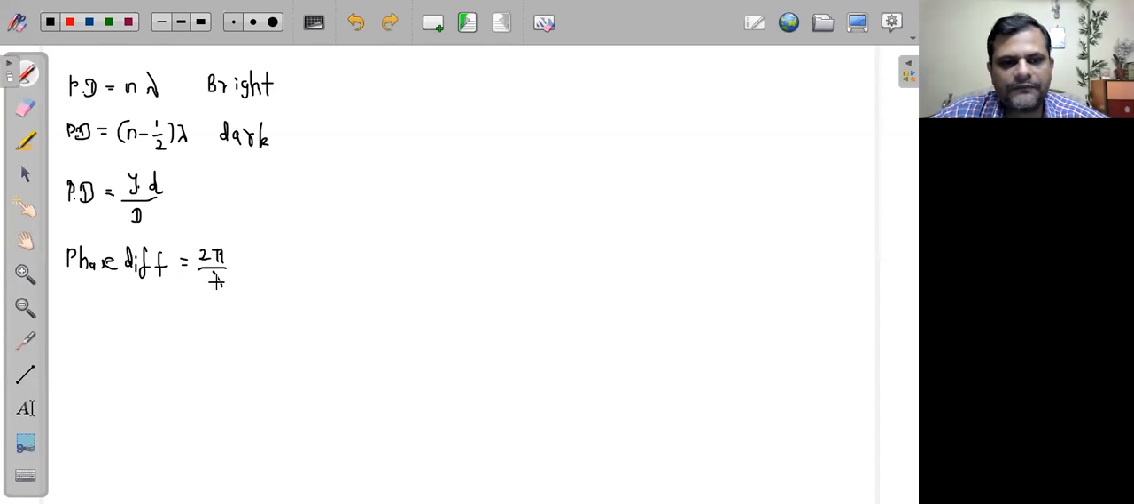Into the path difference, remember, if we multiply the path difference by 2 pi by lambda, then automatically we get the phase difference between the two rays. So if we are given the phase difference, we should be able to calculate the path difference, and if we are given the path difference, we should be able to calculate the phase difference, no doubt.